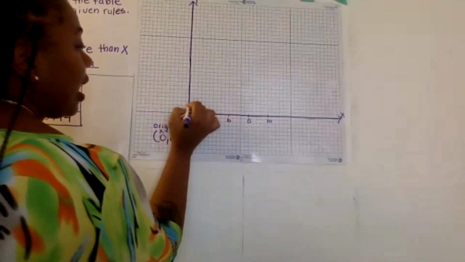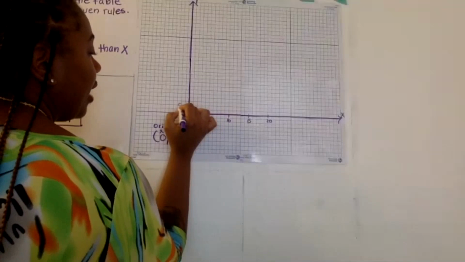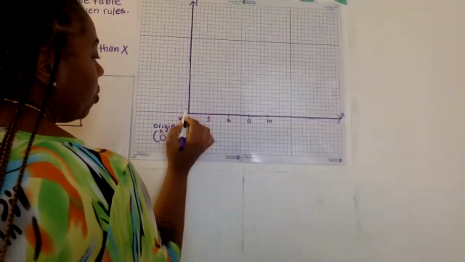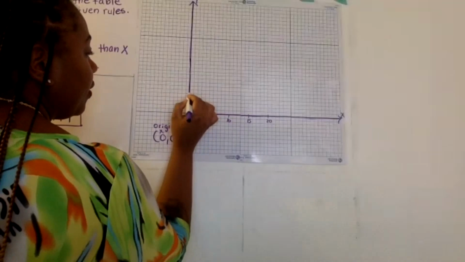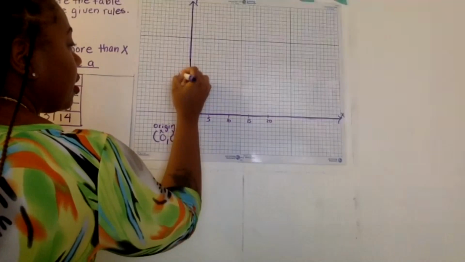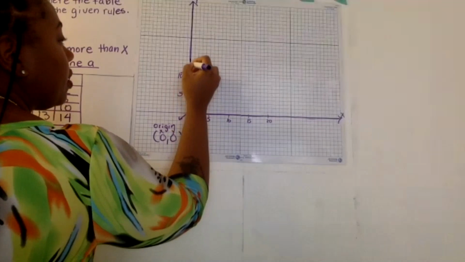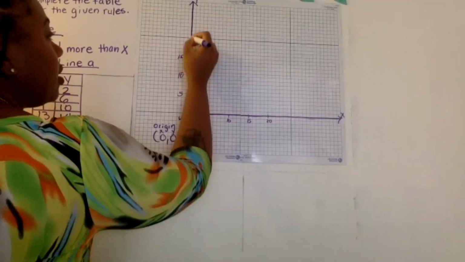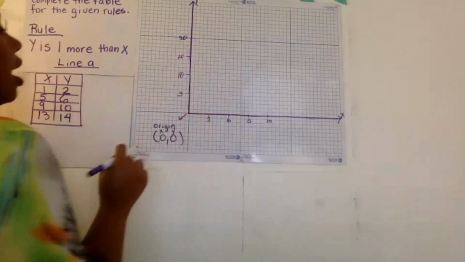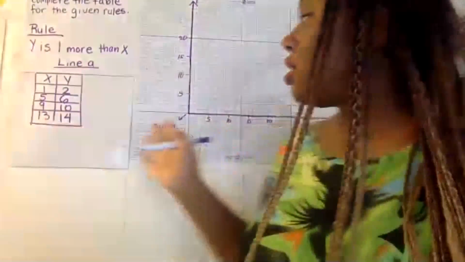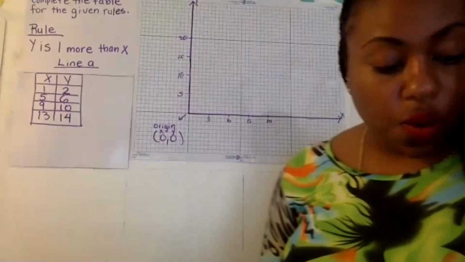Let's do the same thing for our y line. 1, 2, 3, 4, 5. 6, 7, 8, 9, 10. 11, 12, 13, 14, 15. 16, 17, 18, 19, 20. All right, so we have our intervals, or the scale of our x-axis and the scale of our y-axis.